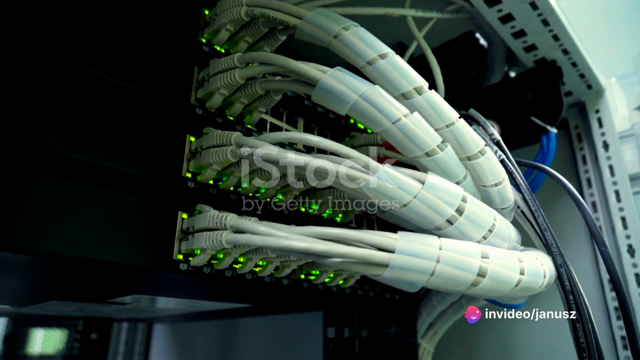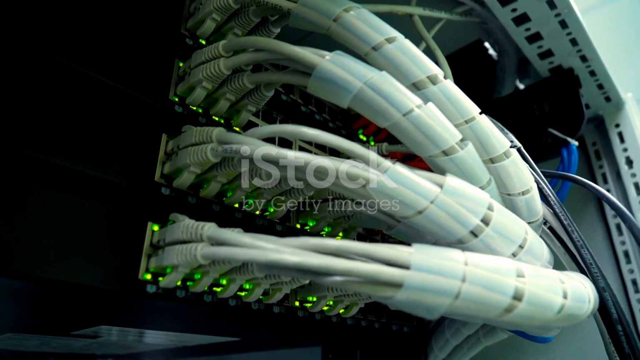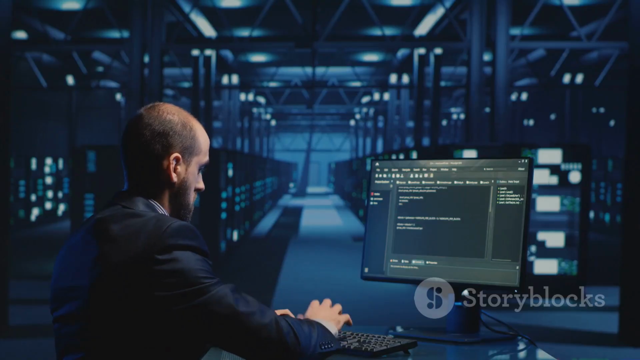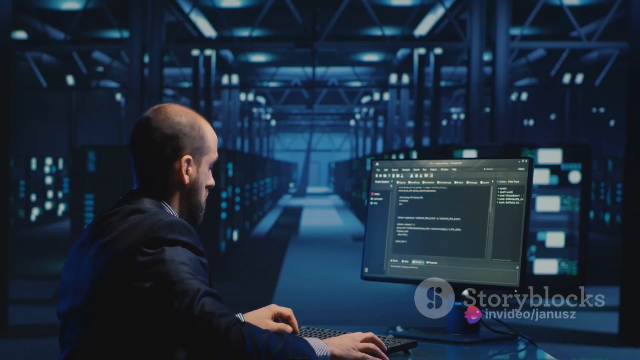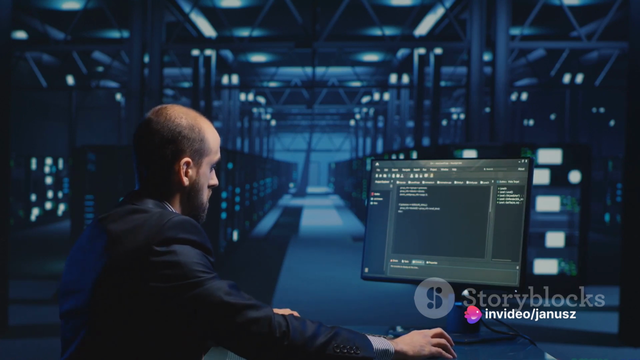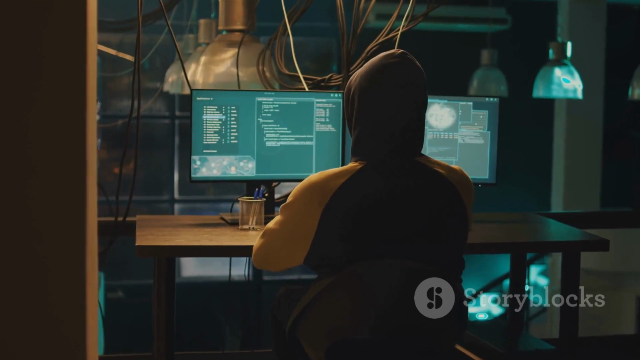Next, we deploy NAC devices. These are the gatekeepers of our network. They enforce our access policies, making sure that only those on the guest list get in. NAC devices can come in many forms, from dedicated hardware to software solutions, and even cloud-based services. Choose the one that suits your network best.